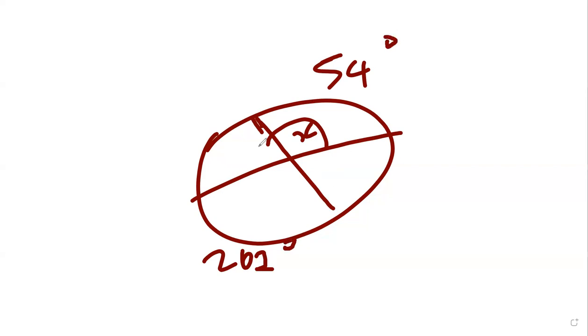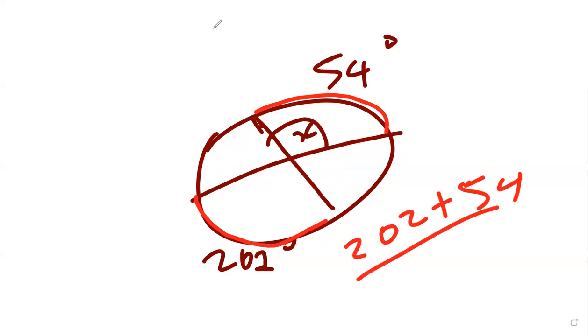All I need to do is to add these arcs right here. Add this arc, add that arc, and divide them by 2, and that's my answer. So I have now 202 plus 54 divided by 2.